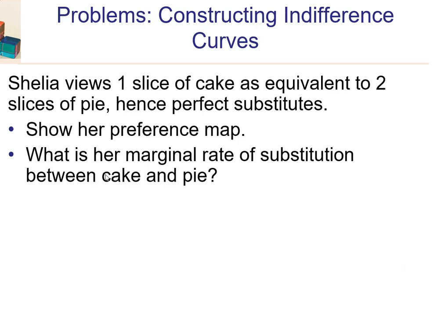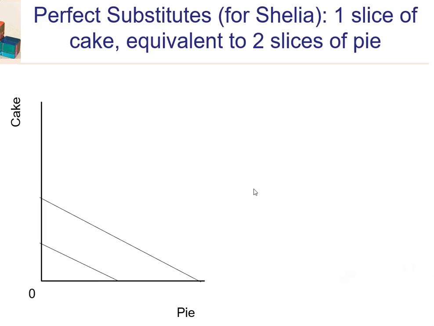Let's consider a second problem. Sheila views 1 slice of cake as equivalent to 2 slices of pie. Hence, these are also perfect substitutes. Show her indifference map, or preference map. And what is her MRS, or marginal rate of substitution, between cake and pie? So let's sketch these indifference curves for Sheila.